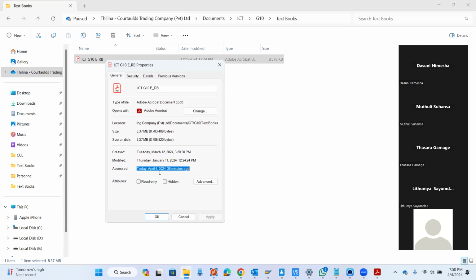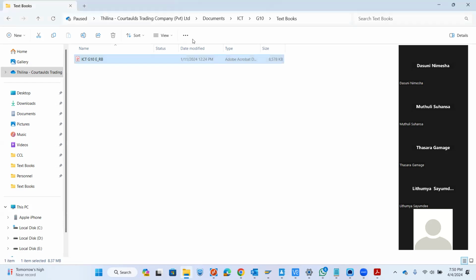Because you're coming to your class, I opened that one 36 minutes ago, so that's the last access today. And you can even make it hidden or read only, where no modifications can be done if you make it read only. So these are the properties of the file. See, here also the type of the file, it's .pdf. So you can see the extension, right? From now onwards, don't say I don't know about the extension. Now you should know perfectly.